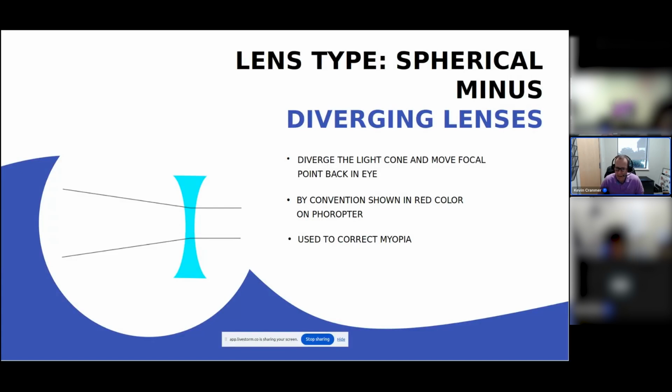So if someone's myopic and the focal point is in front of the retina, then the minus lenses won't actually diverge the light, but they'll make it converge less, and that will move the focal point backwards in the eye towards the retina, and that's why they're used to correct myopia. Remember, people with myopia have the focus of light inside the eyeball, forward of the retina towards the cornea. And so you want to move that focal point backwards to the retina and use a diverging lens for that.